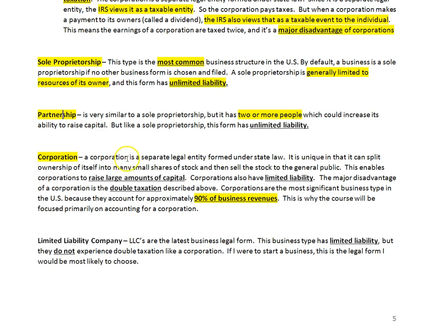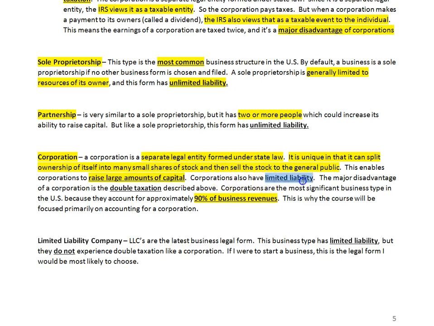Corporation is the most different one here. Corporation is a separate legal entity formed under state law. The law almost treats it like it's another person in a lot of ways. What also makes it unique is that it can split ownership of itself into many shares of stock and then sell that to the general public. That allows it to raise large amounts of capital.